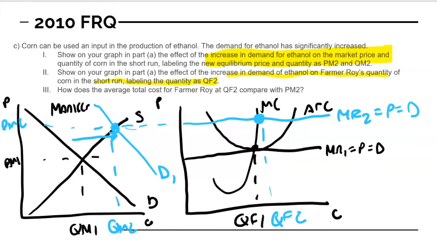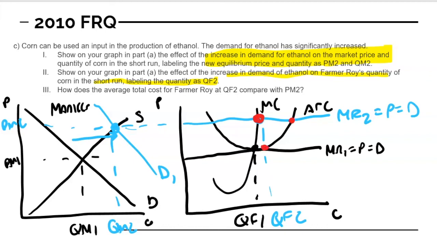Part C, how does the average total cost for Farmer Roy at QF2 compare with PM2? This, in my opinion, is a very poorly worded question because it's not asking you anything economic. It's asking you just to find it on the graph. So here, at the average total cost, we're going to do this in red, PM2 is up here, or really where it intersects the ATC is up here.